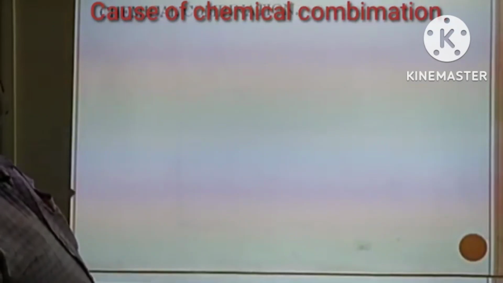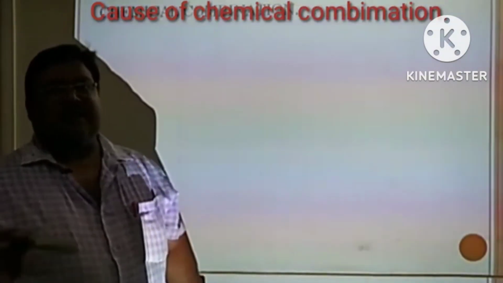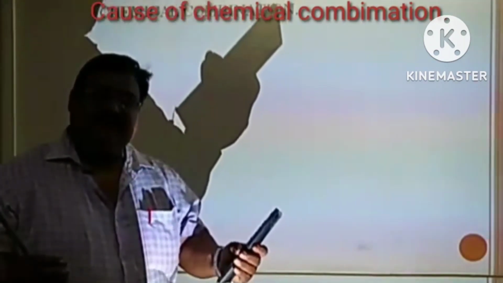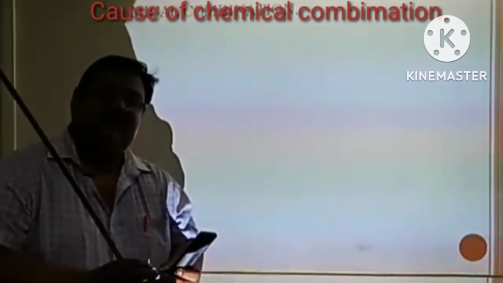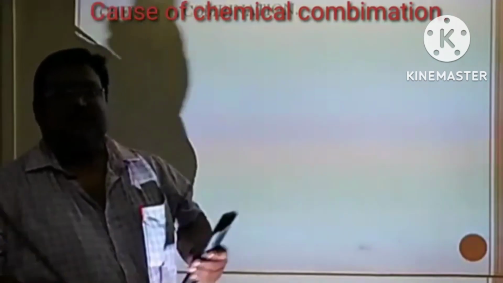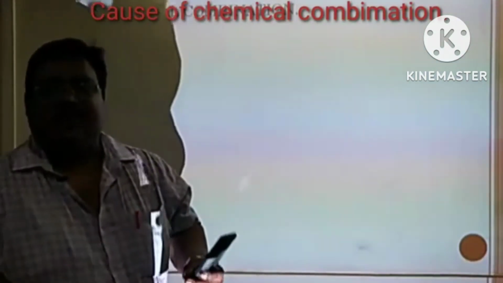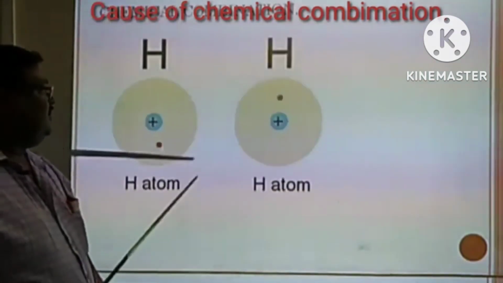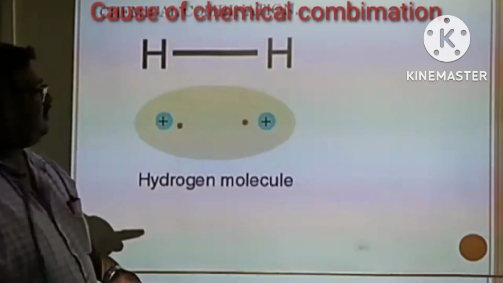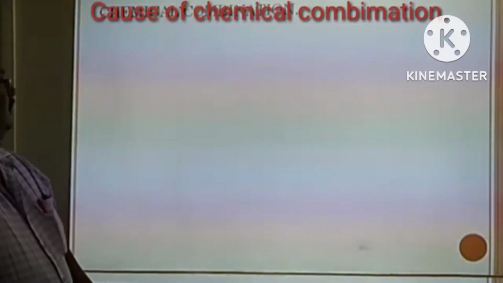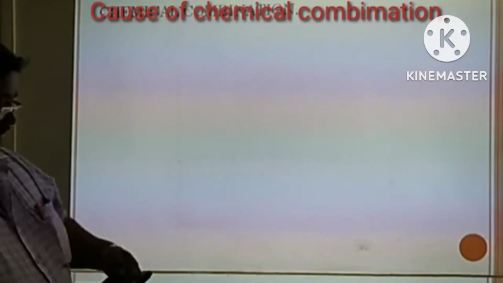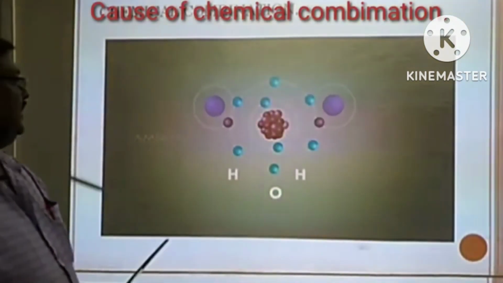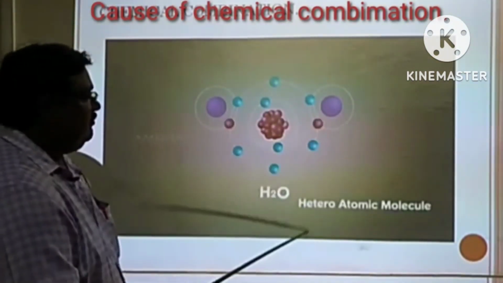Again, this theory fails to explain the cause of chemical combination. Why do atoms combine with each other? Why does an atom of hydrogen combine with another hydrogen atom to form a hydrogen molecule? Why does carbon combine with oxygen to form carbon monoxide or carbon dioxide? So this theory fails to explain the cause of chemical combination. Hydrogen and hydrogen combine to form a molecule. So these are the failures of Rutherford's atomic model. You can see here, hydrogen and oxygen combine to form a water molecule.